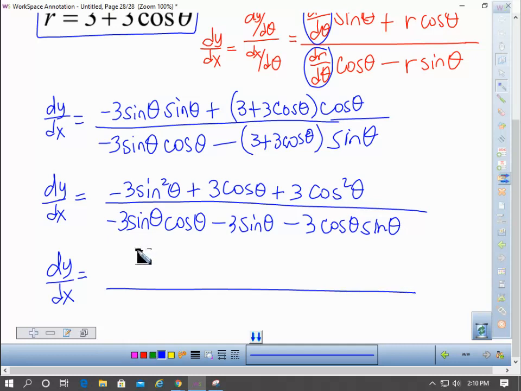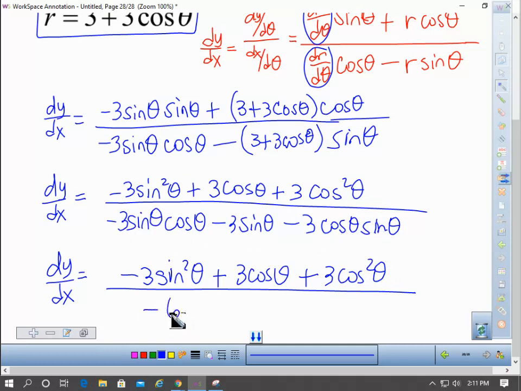So I can't really do anything miraculous in the numerator. So this is just going to be negative 3 sine squared plus 3 cosine theta plus 3 cosine squared. I could divide everybody by 3 if I wanted to. In the denominator, I can put these sine cosines together and have negative 6 sine cosine minus 3 sine.